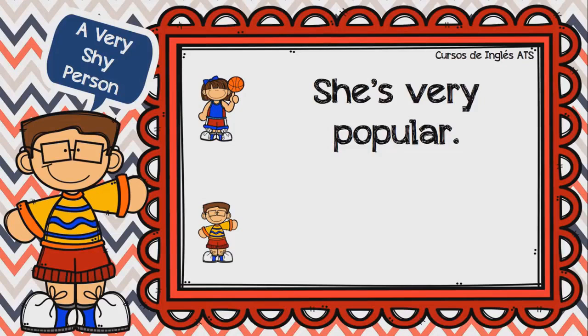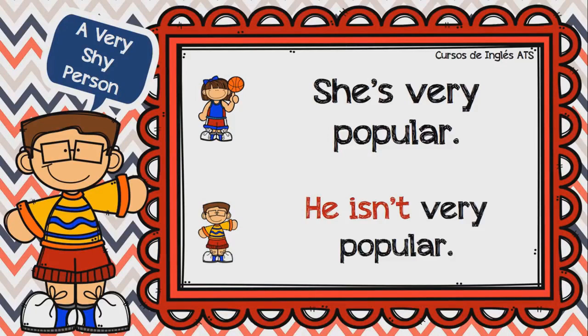So, say the same sentence, but in the negative form, talking about Sheldon. Usa la misma oración, solo que de forma negativa, para hablar acerca de Sheldon. Go ahead. He isn't very popular. Aquí no puedes usar doesn't.